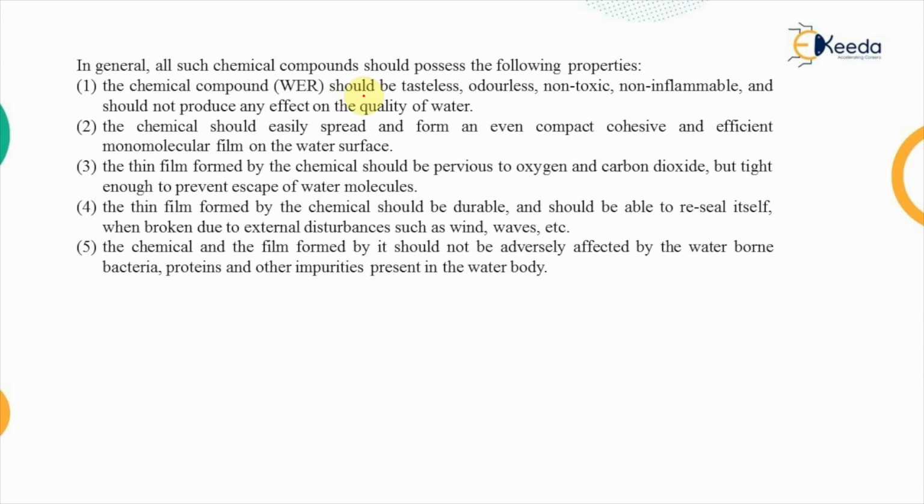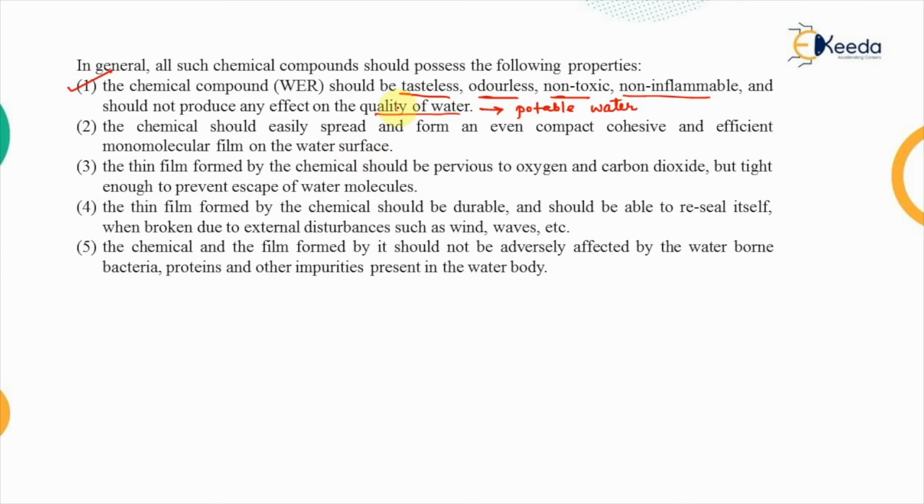So they should possess the following properties. It should be tasteless, odorless, non-toxic, non-inflammable, and should not produce any effect on the quality of the water. Only then it can be used for the potable water. That means the water which is found to be suitable for drinking purposes. Only then we can use that water and we can use the chemicals on that.